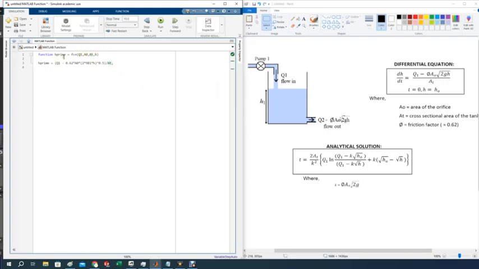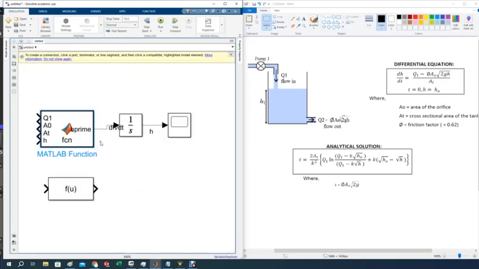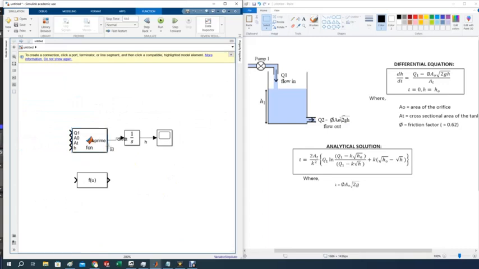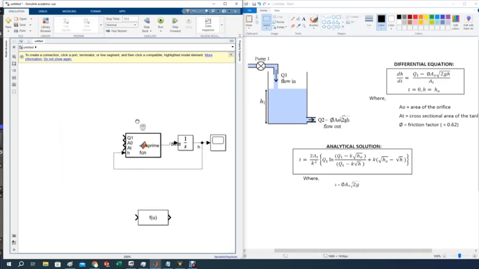And I think I got everything. H prime Q1 minus 0.62 times the area of the orifice times 2 times G times H, all that to the square root, divided by AT right here. So I think that we got everything. We go back, and now we got all the parameters that we need, and it looked good. Now here's the story. We need H from here, that will do.